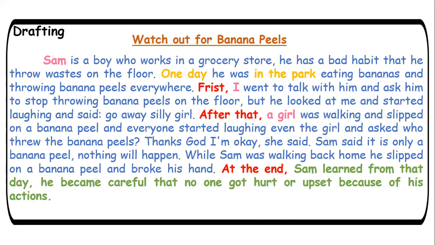Sam is a boy who works in a grocery store. He has a bad habit that he throws waste on the floor. One day, he was in the park eating bananas and throwing banana peels everywhere. First, I went to talk with him and ask him to stop throwing banana peels on the floor. But he looked at me and started laughing and said, "Go away, silly girl." After that, a girl was walking and slipped on a banana peel, and everyone started laughing, even the girl, and asked, "Who threw the banana peels?" "Thank God, I'm okay," she said. Sam said, "It is only a banana peel. Nothing will happen." While Sam was walking back home, he slipped on a banana peel and broke his hand.